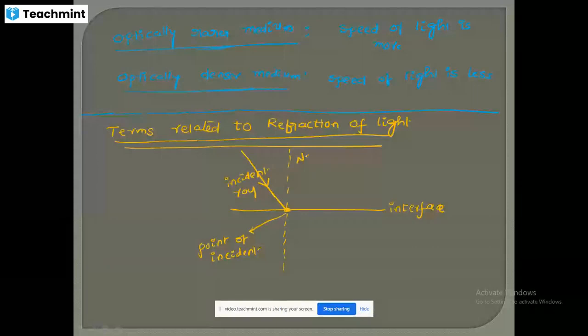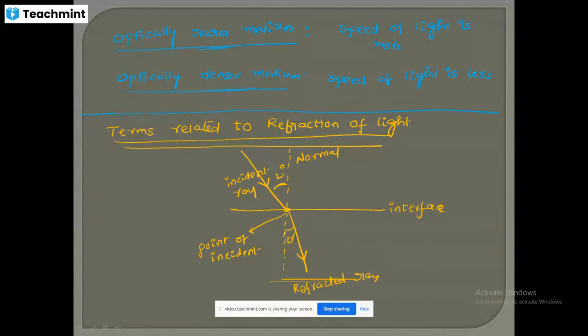After light enters from one medium to the other, light gets bent away from the surface interface. That is the refracted ray. This angle is called the angle of incidence, and this angle is called the angle of refraction.